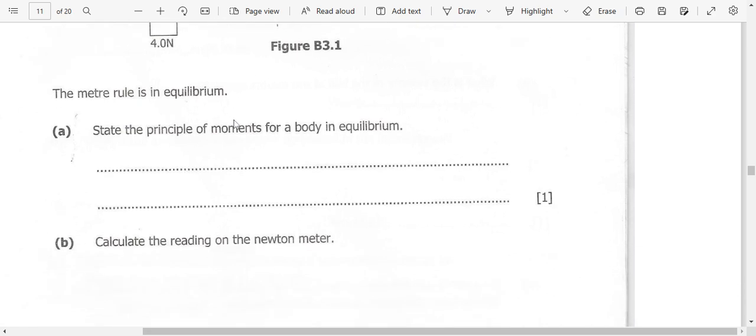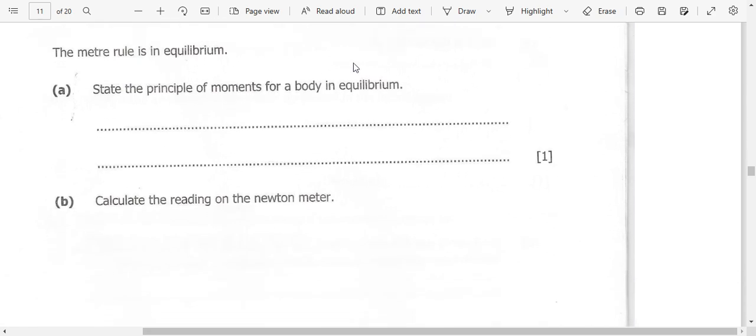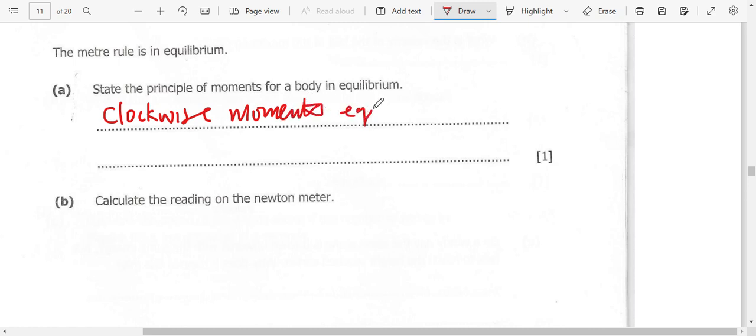So the first question is: state the principle of moments of a board. What's the principle of moments? What does it state? Can one of you answer? Clockwise moments equal anti-clockwise moments. Yeah.